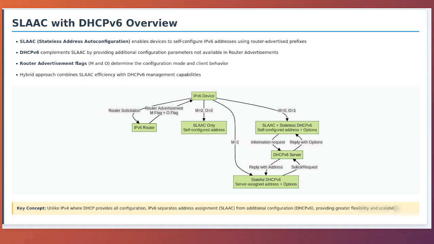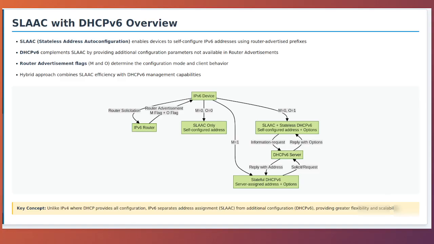Today we are exploring one of the most important aspects of IPv6 networking, which is how devices automatically configure their network addresses and obtain network parameters. SLAAC, which stands for Stateless Address Autoconfiguration, represents a fundamental shift from how IPv4 networks operate. In IPv4, we relied heavily on DHCP servers to distribute IP addresses and configuration information. IPv6 introduces a more elegant approach where devices can configure themselves without necessarily needing a centralized server.